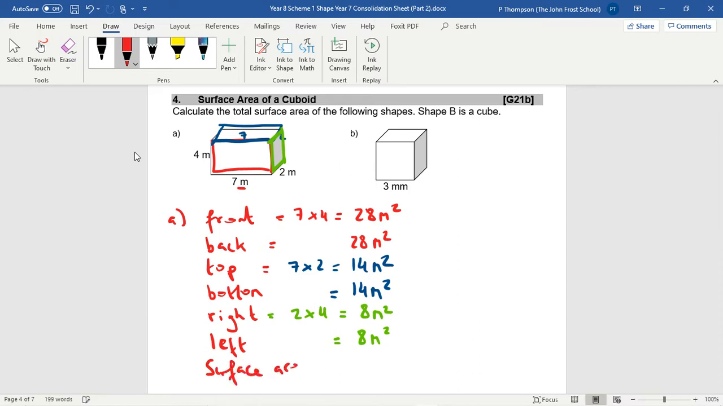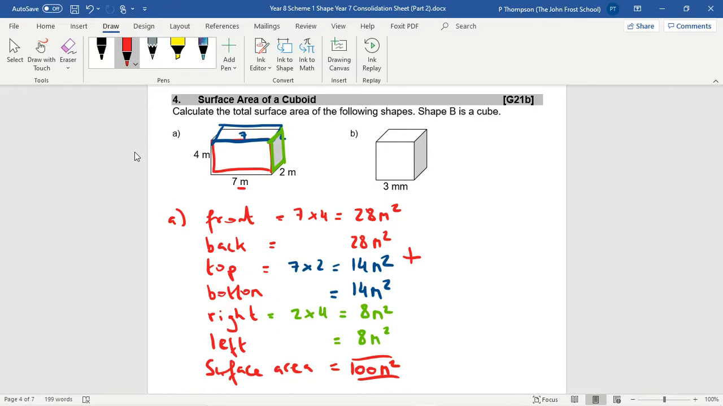You're just going to add all these numbers together. So you do 28, add 28, add 14, add 14, add 8, and I think that's 100. Yeah, it is 100. I think 56, and then 70, 84. Yeah, it's bang on 100 meter squares. Okay. Perhaps you want to pause that and write that down there, because I'm going to have to clear the screen now to get question B on the go.